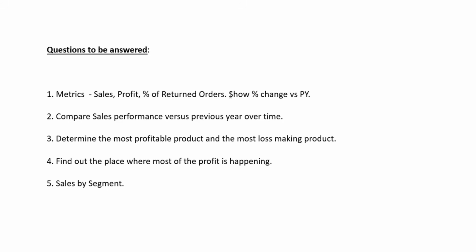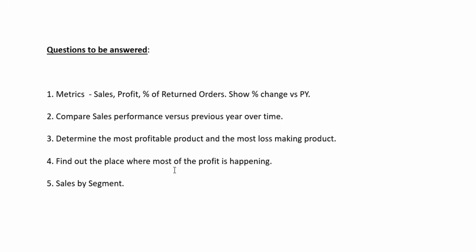So we can cover this using the KPI visual. Second point is compare sales performance versus previous year over time. Third is determine the most profitable product and most loss-making product. Then we have find out the places where most of the profit is happening. And the next and the final one is to show the sales by segment. So these are the questions that we are going to answer with our report.